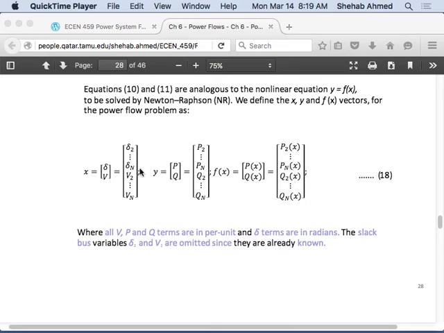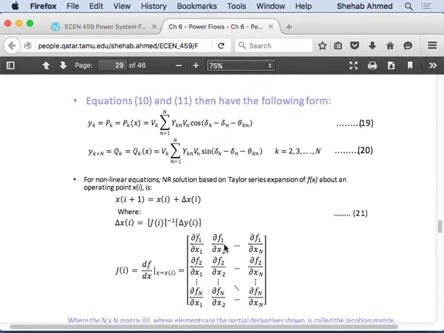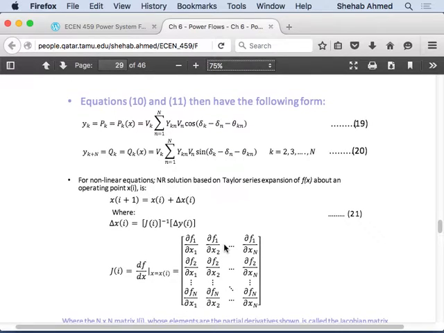So basically, I need to construct my x and y vectors from the system. So I now constructed my x and y. What's the next step? Let's see. So remember, all V, P, and Q terms are in per unit. Everything, of course, is in per unit. The angles are in radians. The slack bus variables are omitted since I already know them, right? So that's all stuff we talked about.